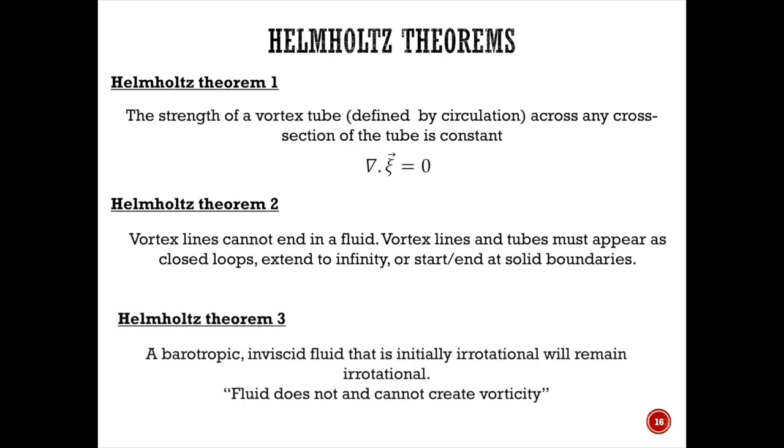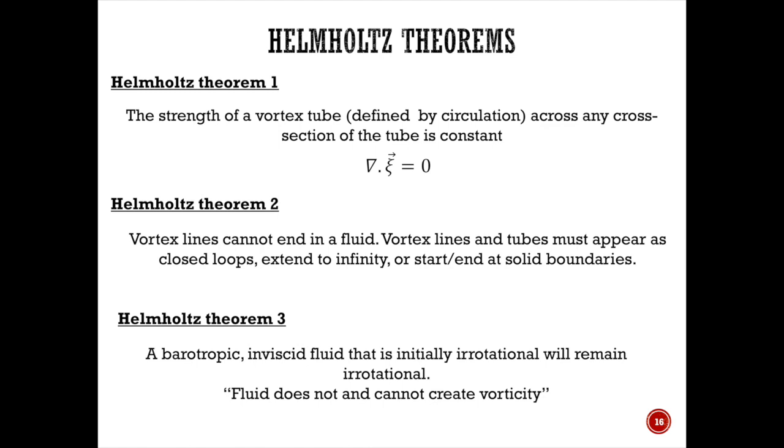Okay. So the third theorem states that in a barotropic, constant pressure, inviscid fluid, a flow that is initially irrotational will remain irrotational, and the fluid does not and cannot create vorticity. This sort of ties back to the first theorem of Helmholtz, which states that vorticity cannot magically appear. So that's true with the third theorem too: an irrotational flow will always remain irrotational throughout, providing the assumptions hold, which are barotropic and inviscid.